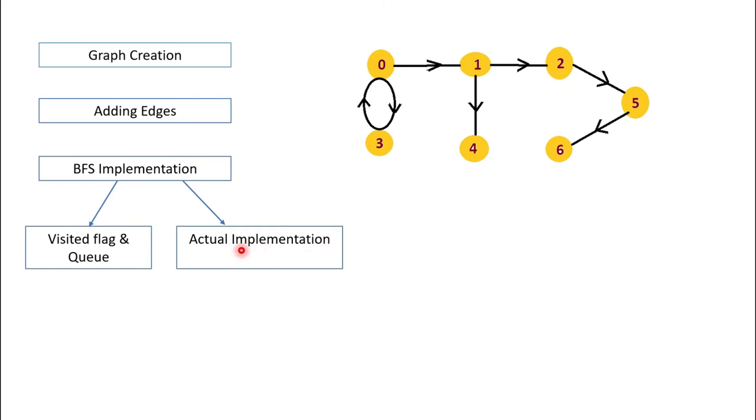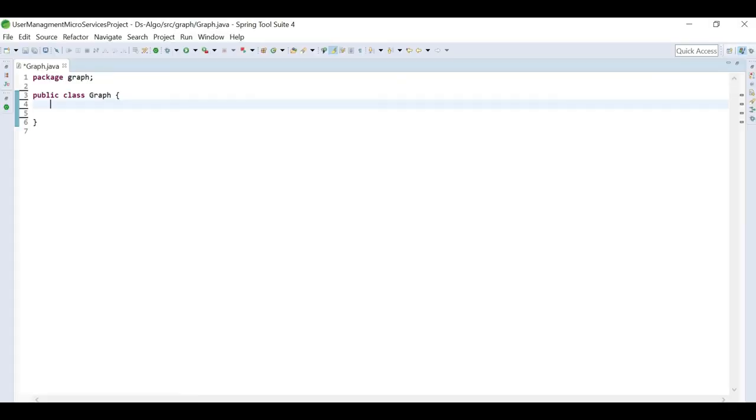Then I will do the actual implementation, and I will play with this visited flag and queue and implement this BFS traversal. Once we are progressing we will mark it in green color or something. Then I will come back. Okay, so coming to the implementation part of BFS, I have created one class called graph.